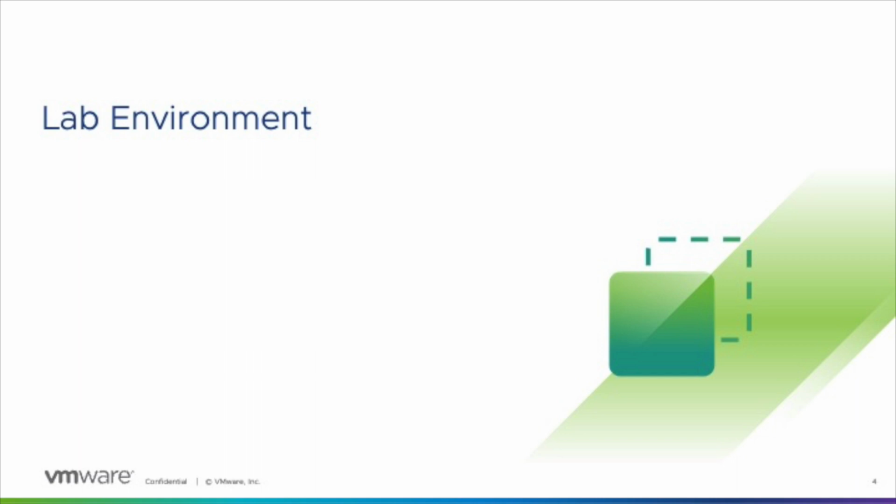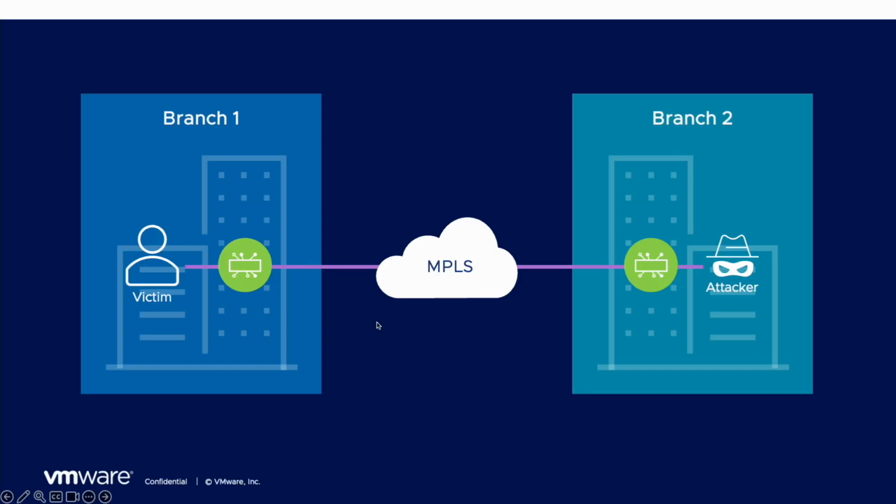All right, let's take a look at our lab environment. For this demonstration, there are two branch sites with an edge and user at each site. One user will be acting as an attacker, while the other will be the victim. The purpose of this demonstration is to show how our IDS-IPS can help stop lateral movement.